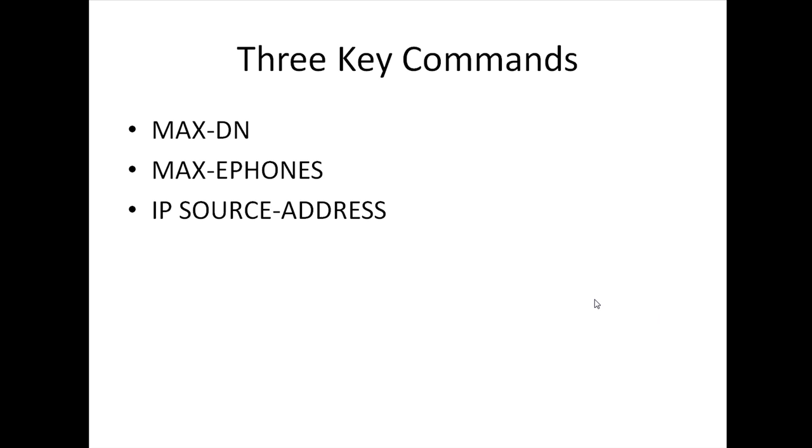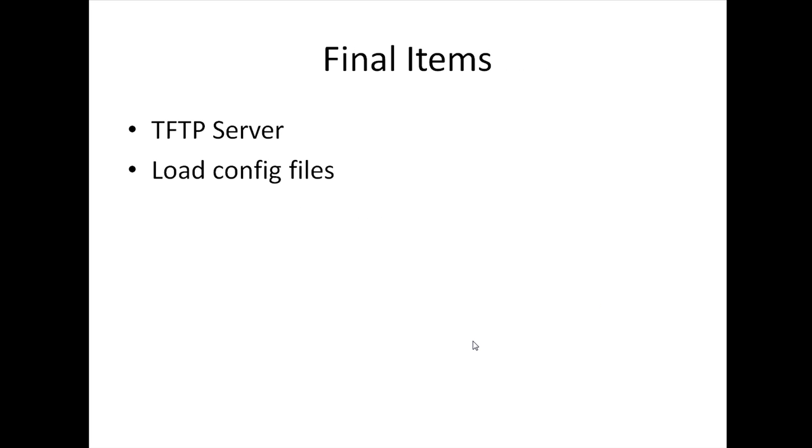And finally, we have IP source address. This is going to tell CME which interface to listen to for requests from the IP phones. And you can only use one source address. The only exception would be to use a loopback address. But in most cases, you're just going to assign it one IP address for the interface that the phones are going to send the request to. And then lastly, for the basic configuration, you need to set up the router as a TFTP server and load the configuration files for the IP phones that you're going to support.